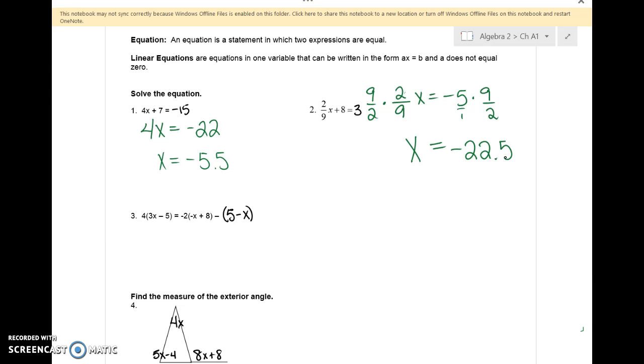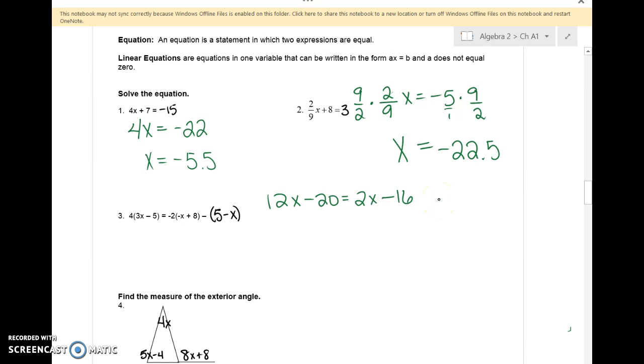All right, the next one, have you all written this down already? Probably, that's all right. We need to start by distributing. So we would have 12x minus 20 equals positive 2x minus 16.